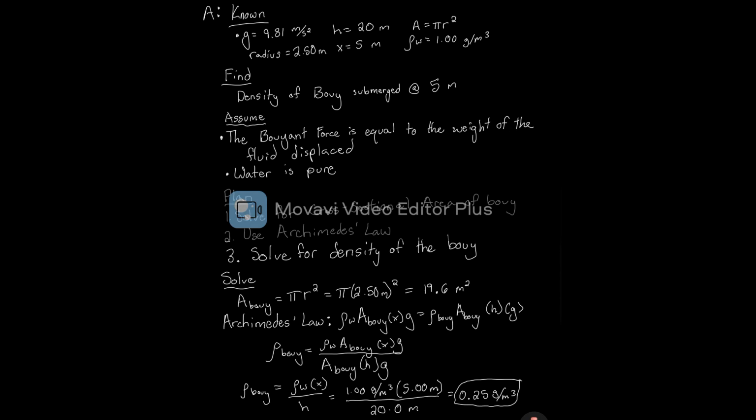So below is the solution, where the cross-sectional area comes out to pi times 2.5 meters squared, which comes out to 19.6 meters squared. Archimedes' law is the density of water times the cross-sectional area of the buoy times the depth submerged times gravity, and it's equivalent to the density of the buoy times the cross-sectional area of the buoy times the height of the buoy times gravity.